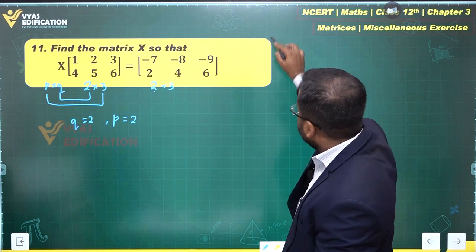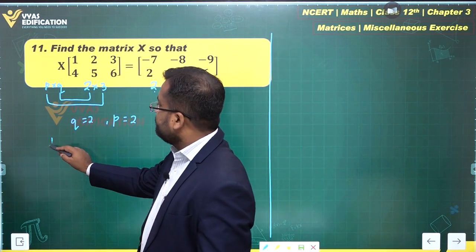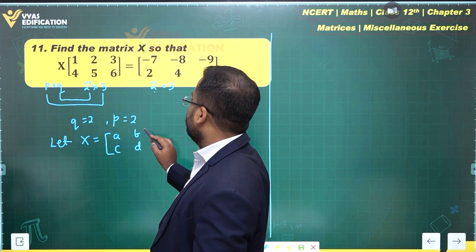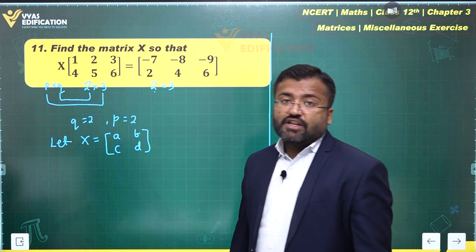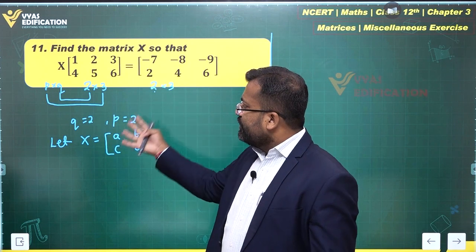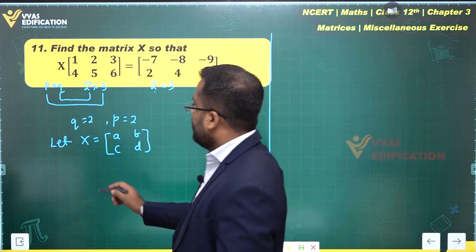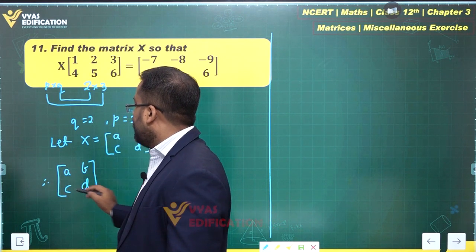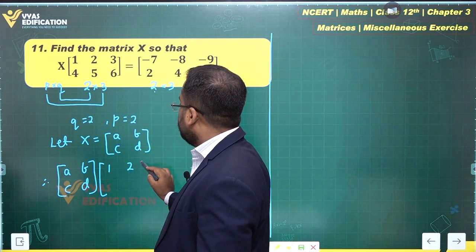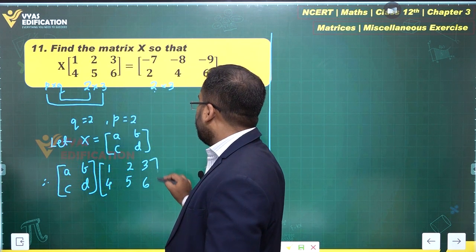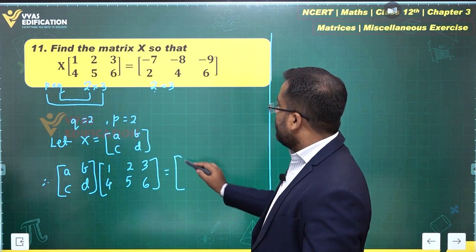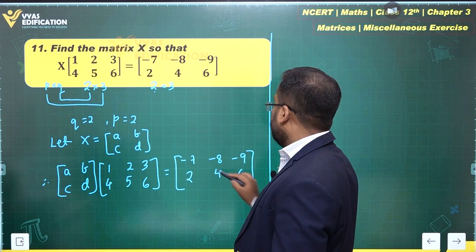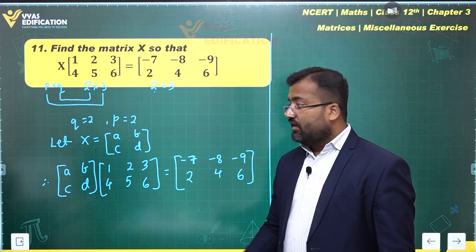Okay. So let us assume X is a 2 by 2 matrix. Let us assume it as [A, B; C, D], this matrix over here. Once we assume it as this, let's use this equation to find A, B, C and D. How do we find that? By multiplication, right? This matrix multiplied with the matrix [1, 2, 3; 4, 5, 6] will be equal to this matrix over here. What is that? [-7, -8, -9; 2, 4, 6]. This is what we have, right? And let's multiply them.